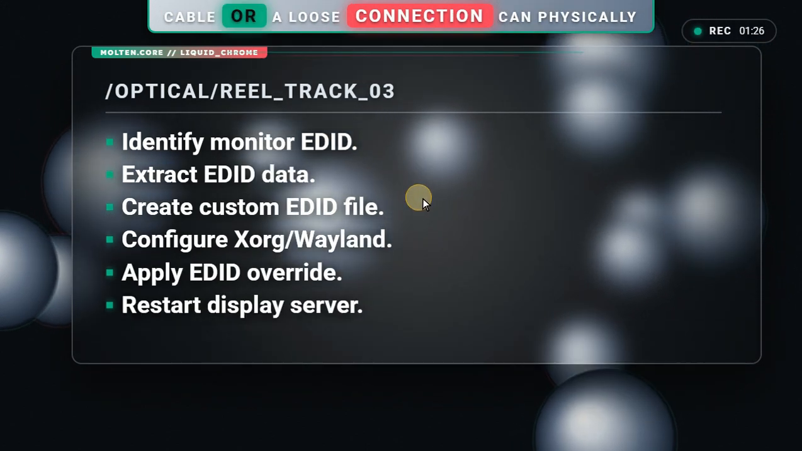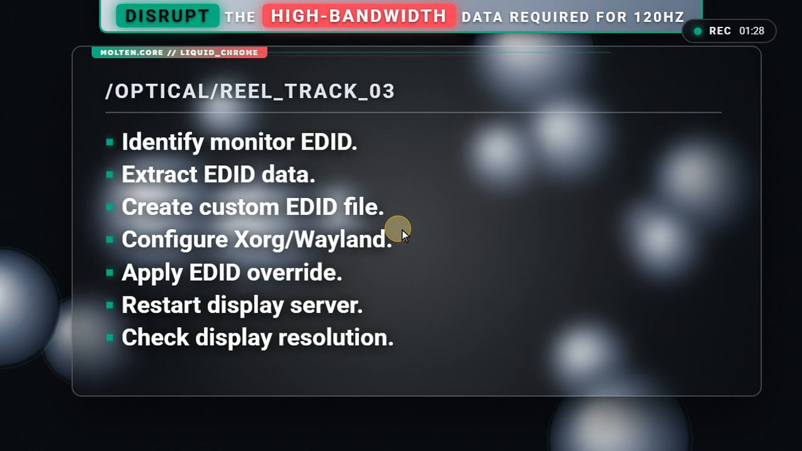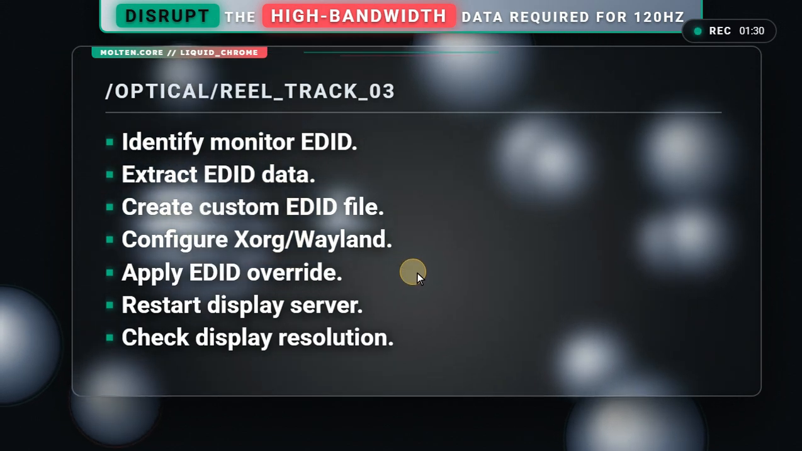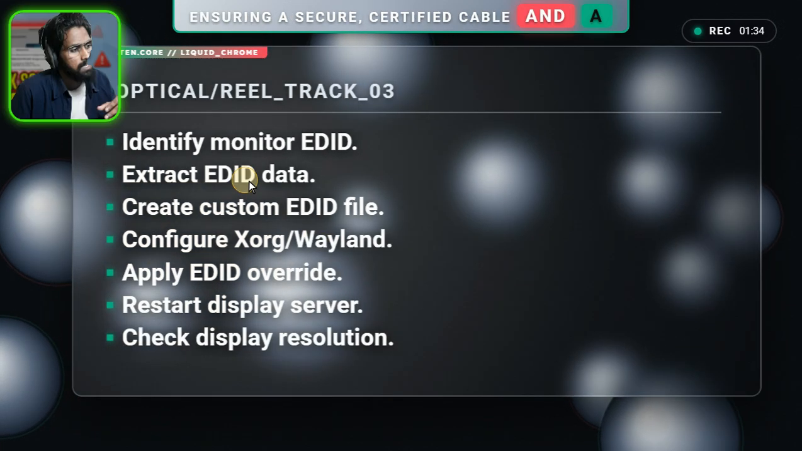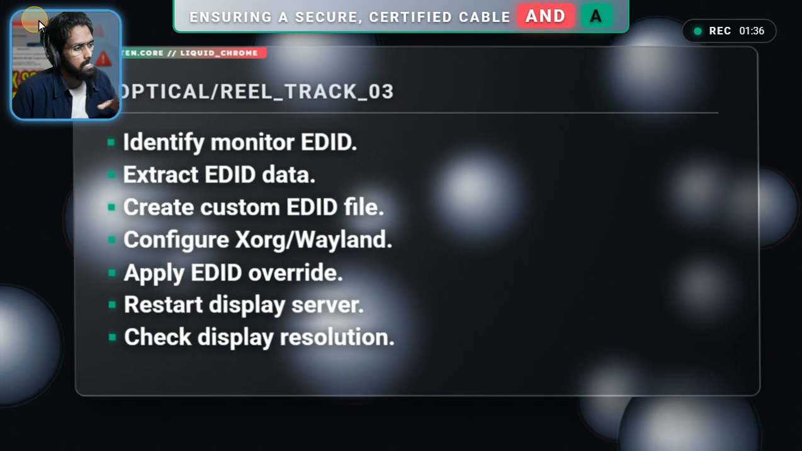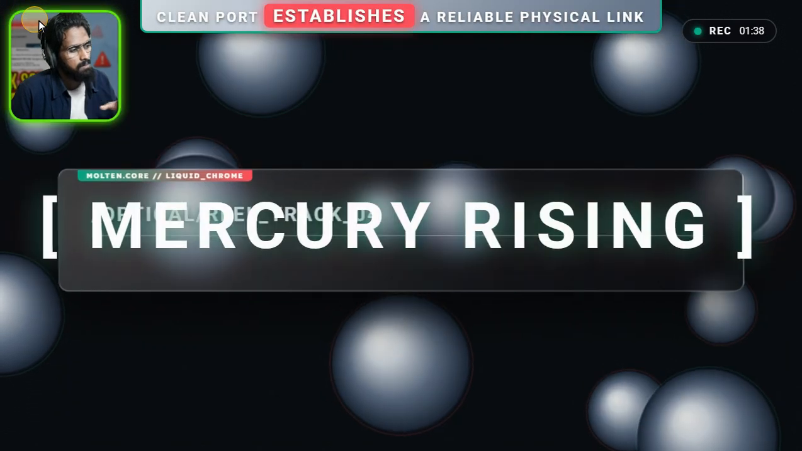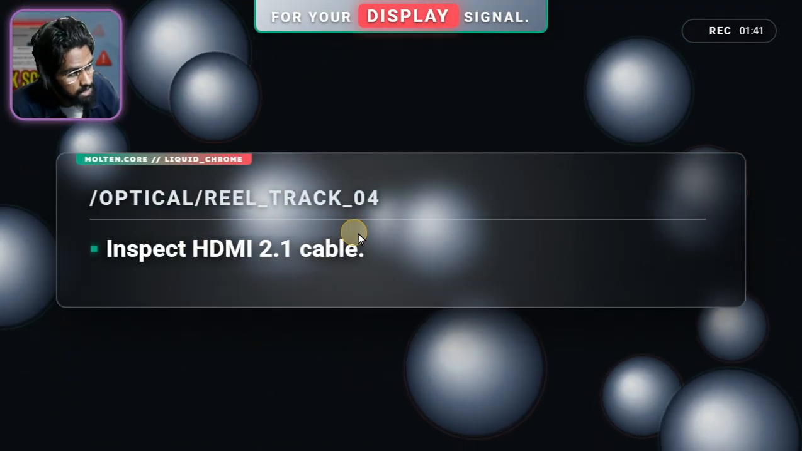A faulty cable or a loose connection can physically disrupt the high bandwidth data required for 120Hz VRR, causing the screen to go black. Ensuring a secure, certified cable and a clean port establishes a reliable physical link for your display signal.